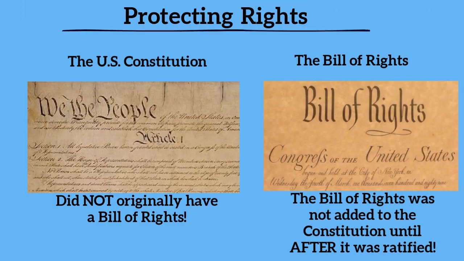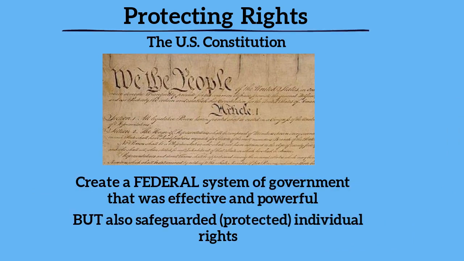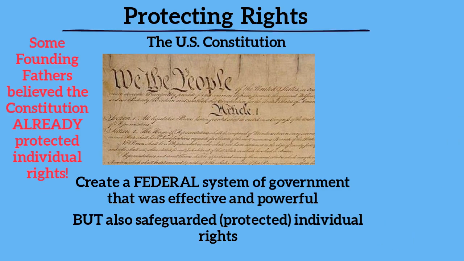So we know that the Founding Fathers did not originally have a Bill of Rights as part of our Constitution. They really didn't think it was necessary. At least many of them didn't. So why didn't they think the Constitution needed a Bill of Rights? Because they thought it already protected the rights of individuals. The writers of the Constitution wanted to create a federal system of government that was effective and powerful, but also that safeguarded the rights of individuals.